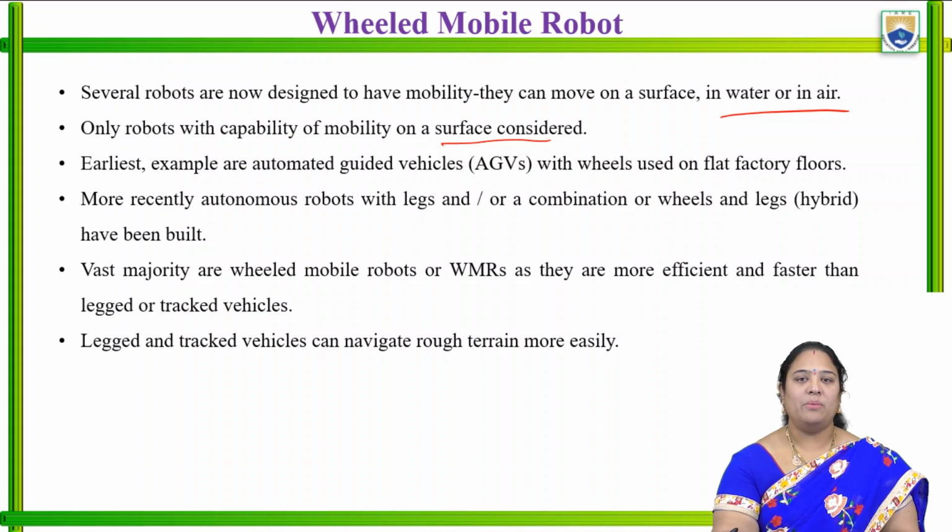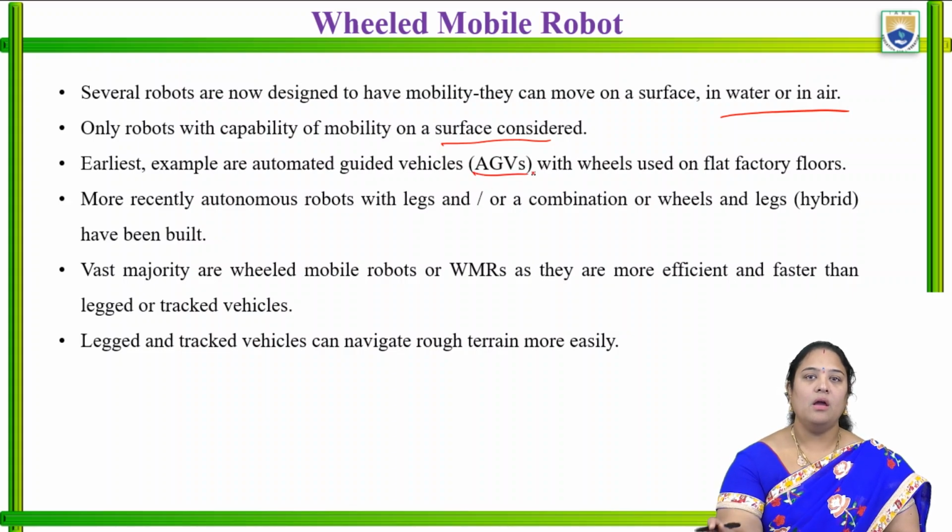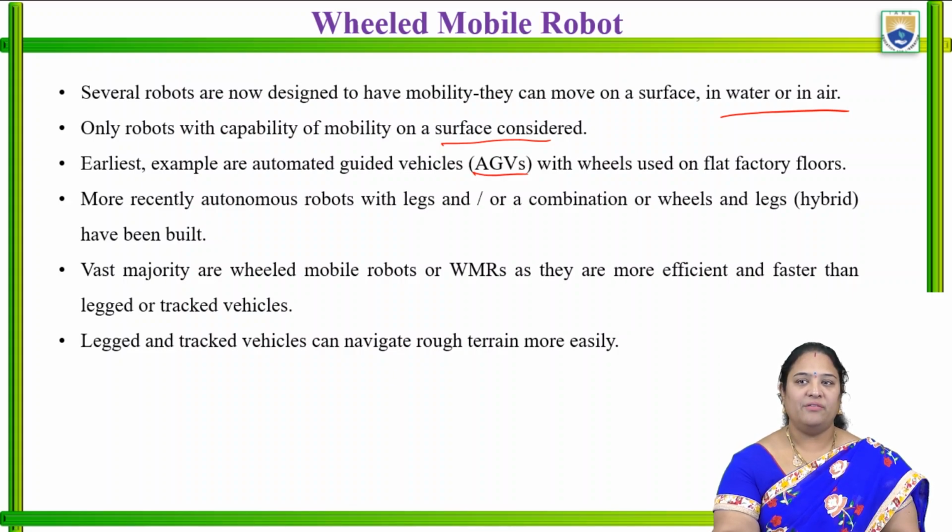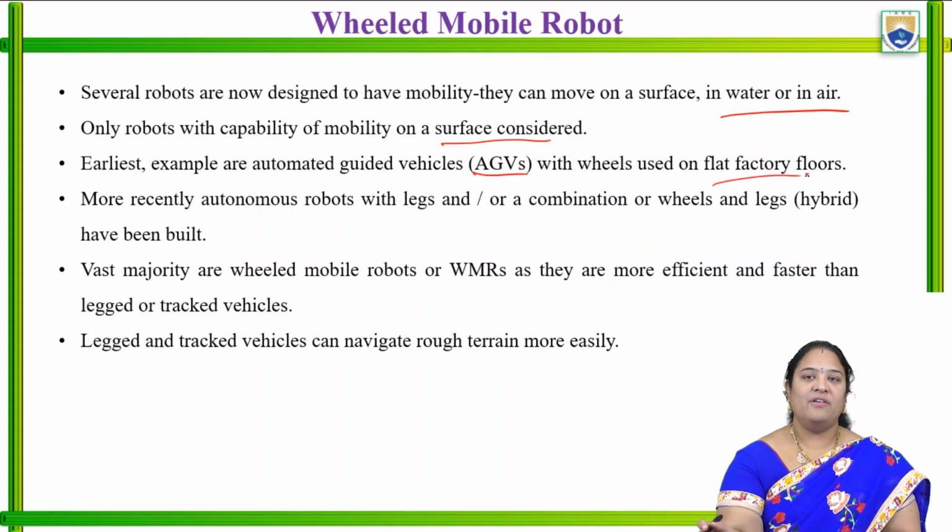Other than the wheeled mobile robot, we also have an example of an automated guided vehicle. What is the use of an automated guided vehicle? We have seen this in the earlier two sessions. This type of vehicle is used for flat surfaces. It will have wheels which can move conveniently on a flat surface. So that type of vehicle is called the automated guided vehicle.